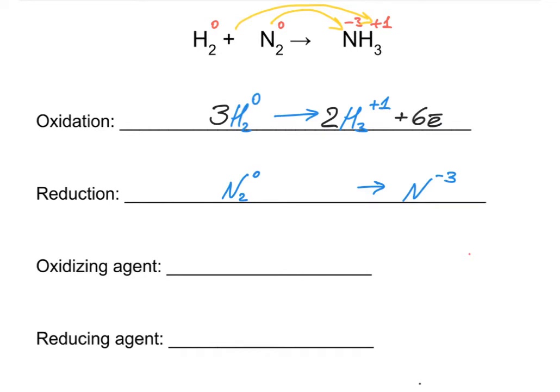Now, in this reduction half-reaction, I have 2 nitrogens and 1 nitrogen. Of course, I need to fix it. So I will put the coefficient here. And I know that each nitrogen accepts 3 electrons. So considering that I have 2 nitrogens doing that, 6 electrons are accepted. All that is left for me is to transfer coefficients into my reaction, and to identify my nitrogen as being an oxidizing agent and the hydrogen as a reducing agent of this reaction.